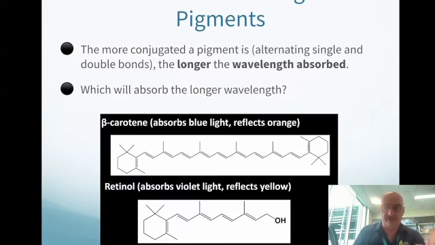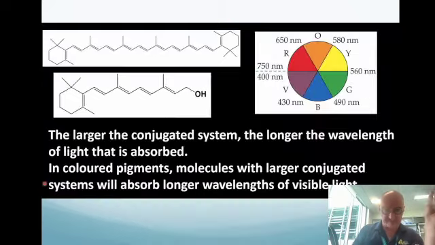Moving on. The more conjugated it is, the longer the wavelength absorbed. What do I mean more conjugated? More extensive conjugation in the chain and in the rings which are attached. So the top one, beta carotene, absorbs blue, therefore it transmits orange. Retinol absorbs violet and transmits yellow because it's shorter. So the longer the wavelength absorbed, the more conjugated the pigment is. The larger it is, the longer the wavelength.